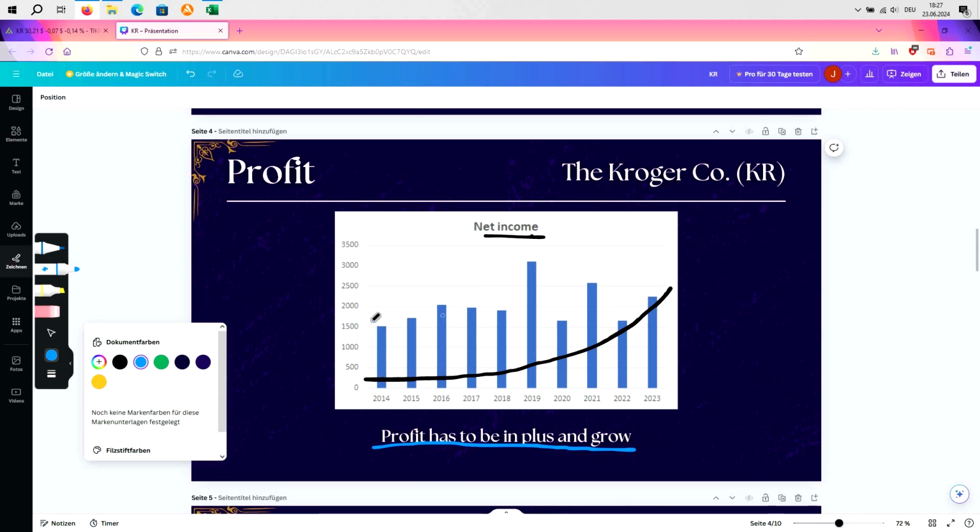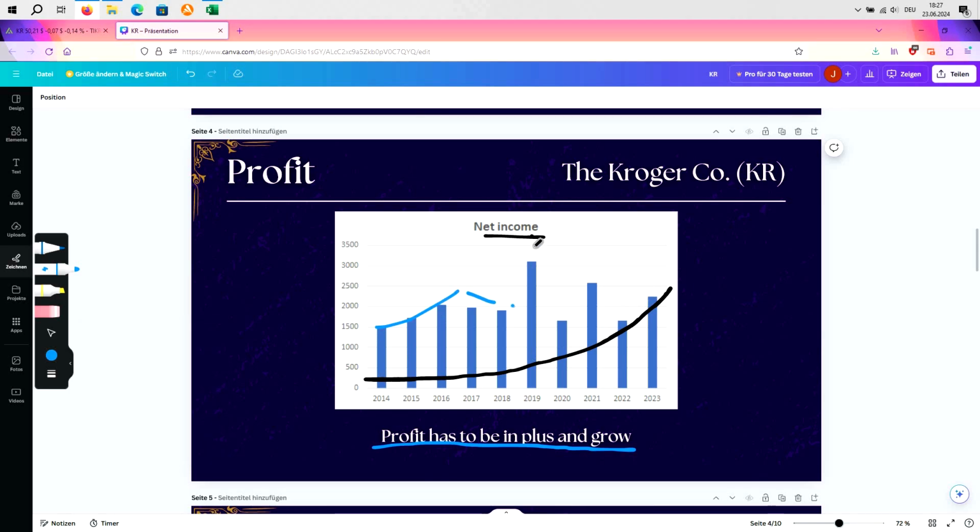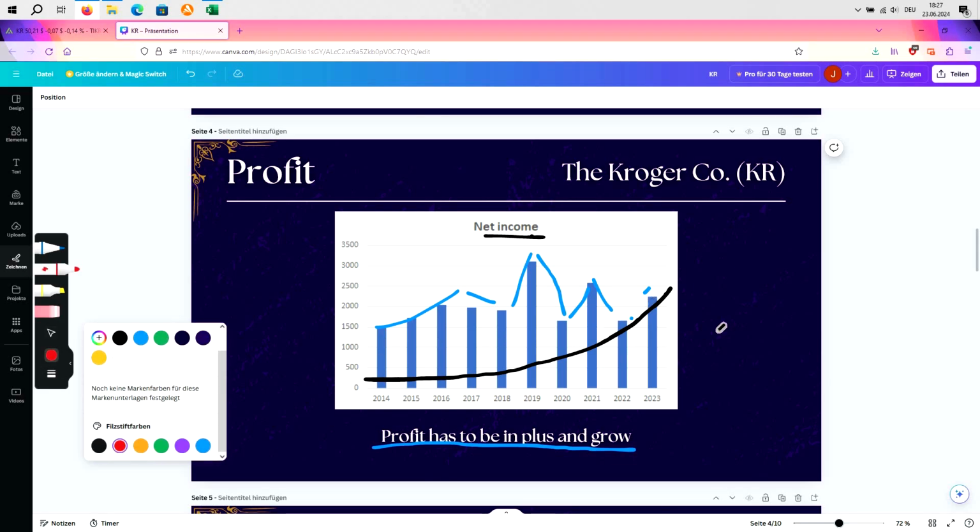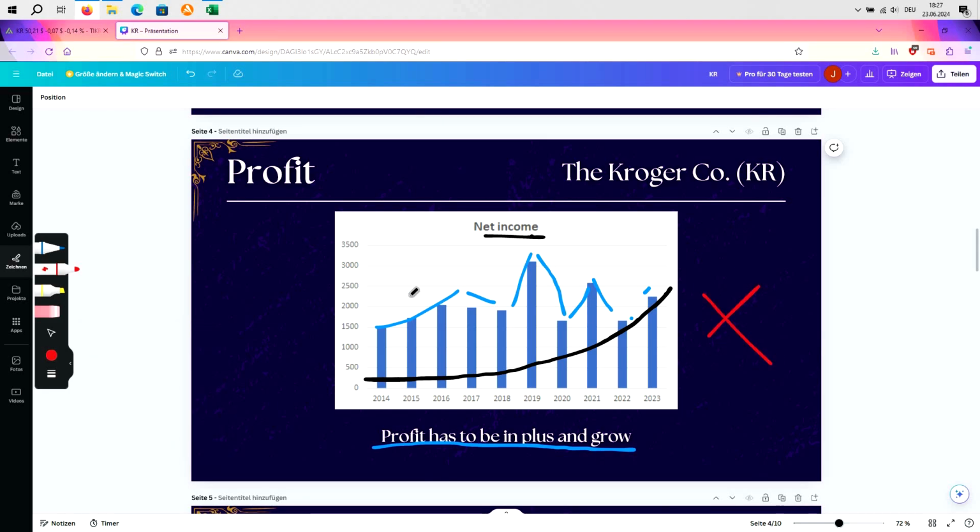And what we can see right now here, it goes a bit up and then down and then massively up and then down again, up and down, up and down, up and down. So it actually does not follow that exponential growth. So the profit is not good.